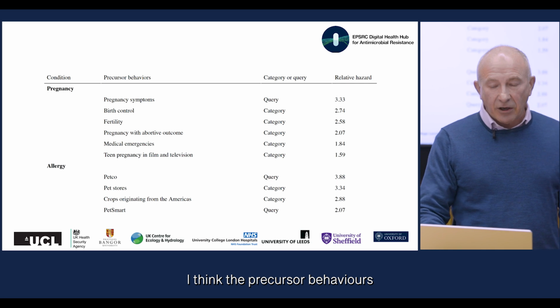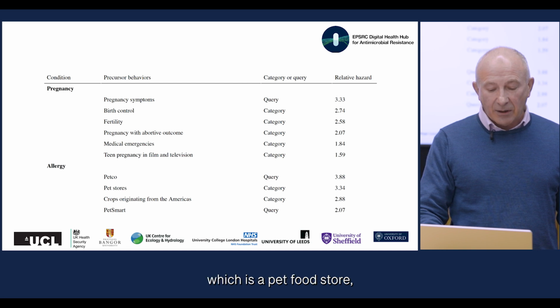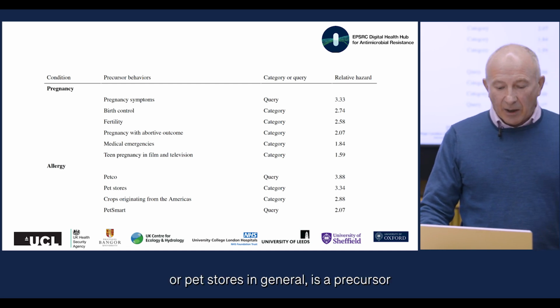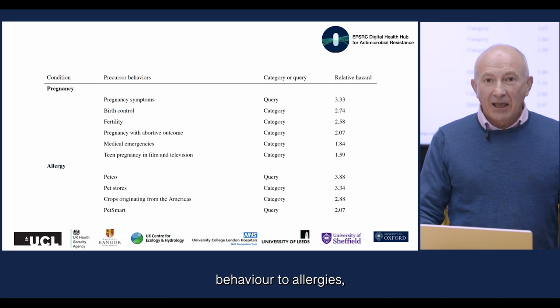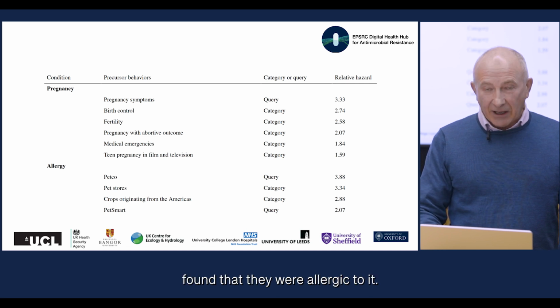Pregnancies, I think the precursor behaviours are rather obvious. Allergies are somewhat strange. Searching for Petco, which is a pet food store, or pet stores in general, was a precursor behaviour to allergies, and quite likely due to the fact that people had just purchased a pet and subsequently found that they were allergic to it.